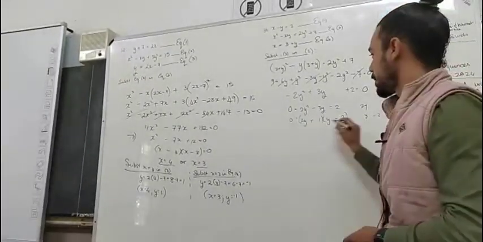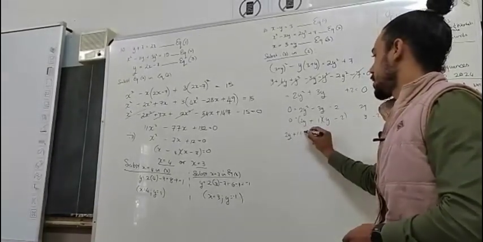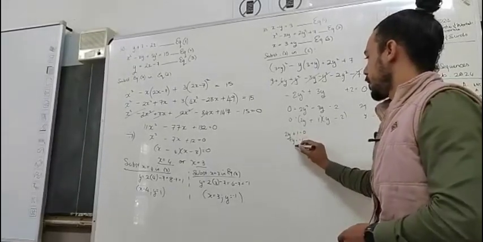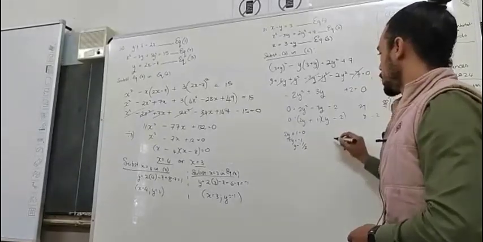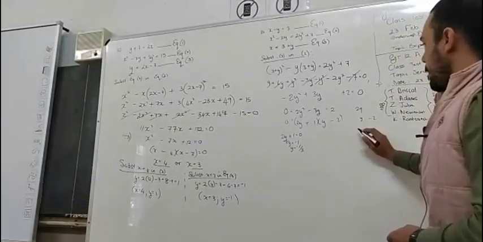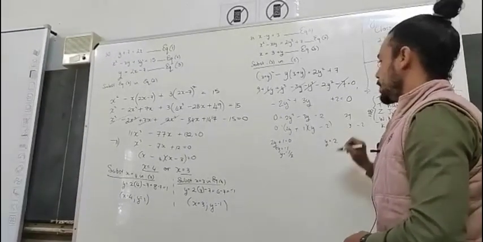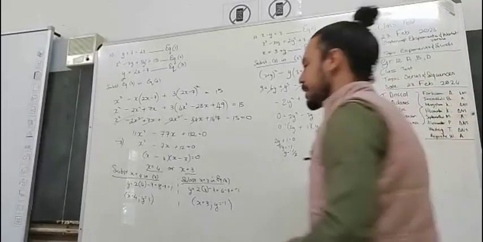Alright, so this, once again, we have a 0 product, so we say 2y plus 1 is equals to 0. Take that over, so that becomes 2y is equals to negative 1. So y is equals to negative 1 over 2. And the other answer here is y is equals to 2. Alright, that's my two answers for y.